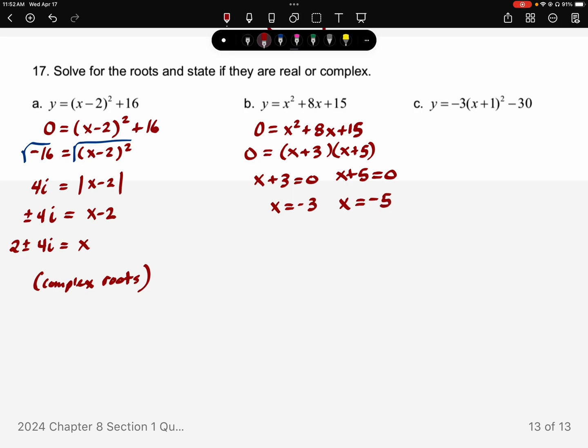So in this case, our roots are actually real. These are both real numbers. So this one has real roots. It's going to be 2 real single roots if you wanted to be specific.